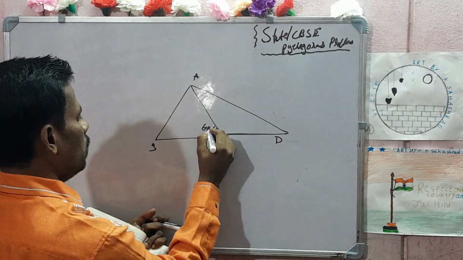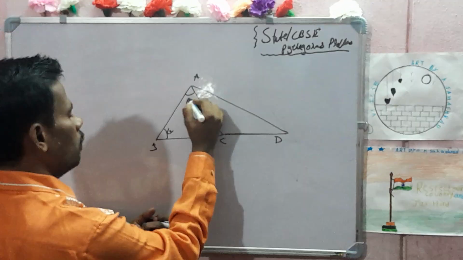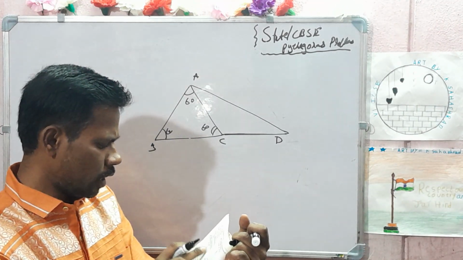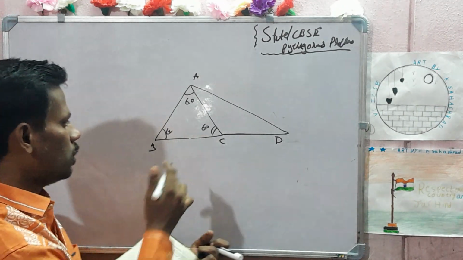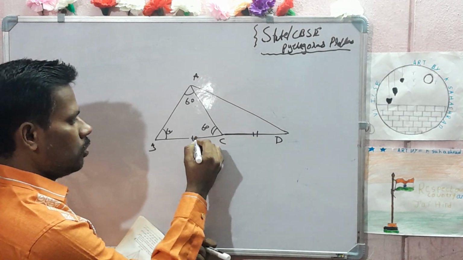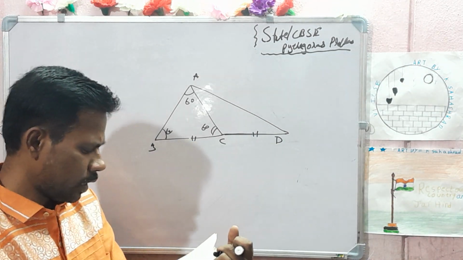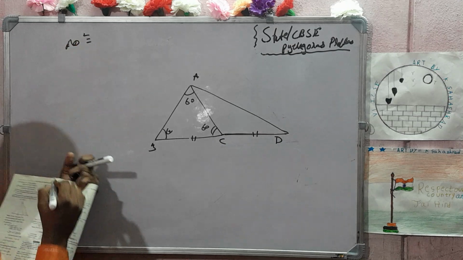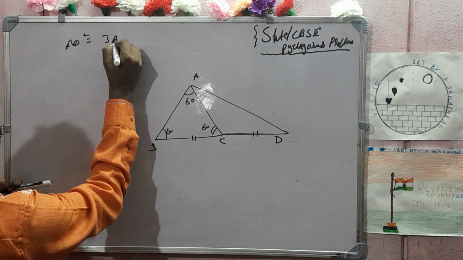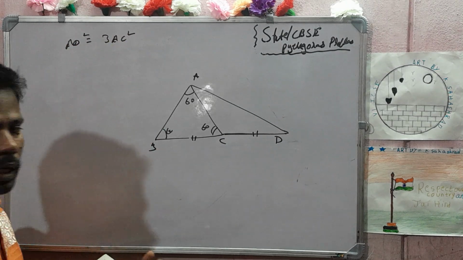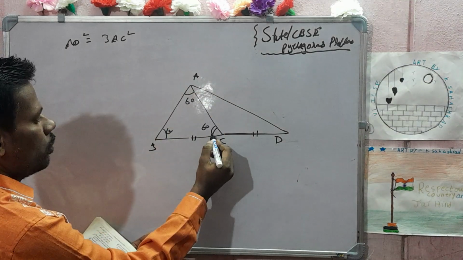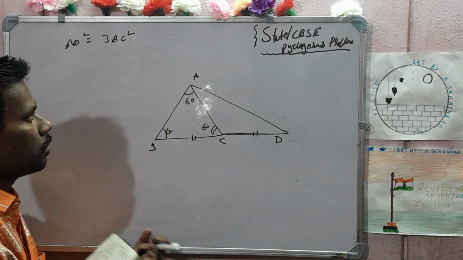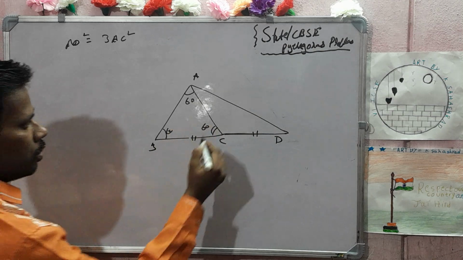So here 60, 60, 60, right? The side BC of an equilateral triangle ABC is produced to D such that CD is equal to BC. This length is equal to this length. Prove that AD square is equal to 3 times AC square. Right? Prove that AD square is equal to 3 times AC square.